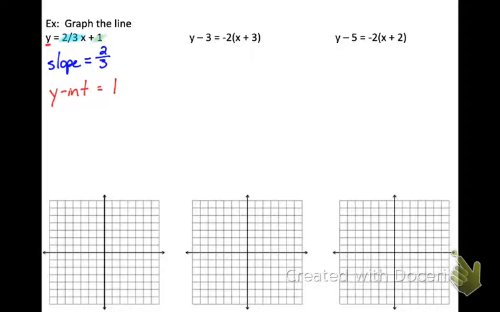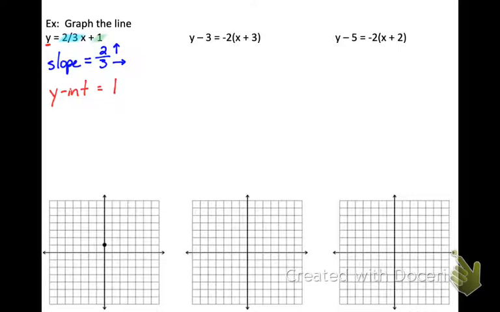So from the middle of my graph, it tells me whether I start up or down. Since it's a positive 1, I'm going to start up 1. There's my first point. And then my slope tells me how I'm moving. My slope is rise over run, so the top number tells me whether I'm going up or down. The bottom number tells me whether I'm going left or right. So from that first point that I made, I'm going to go up 2 and right 3.